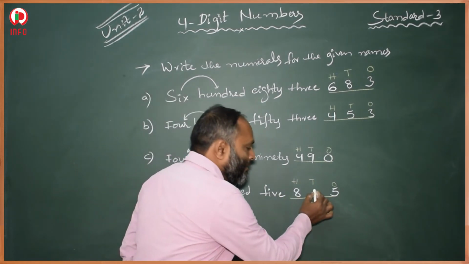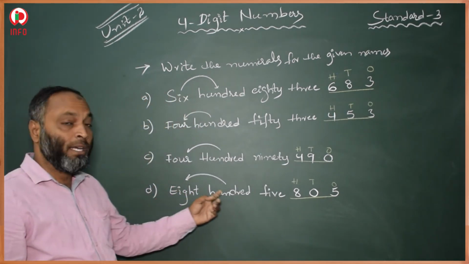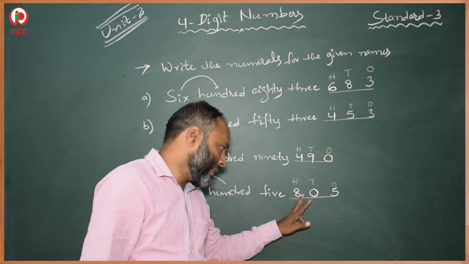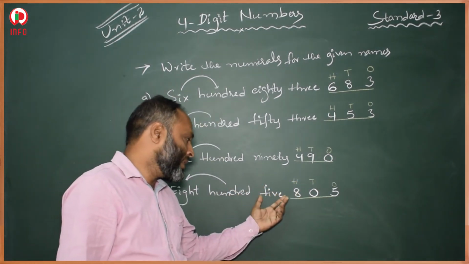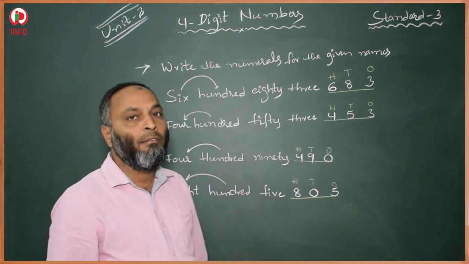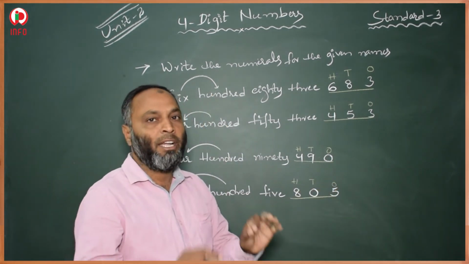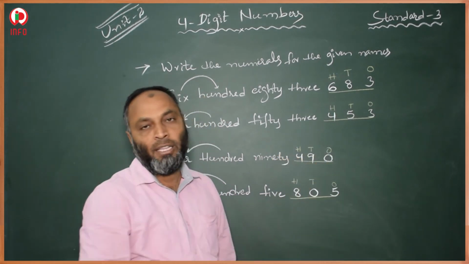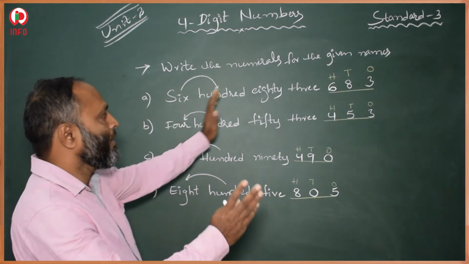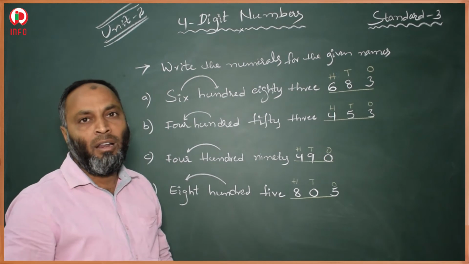Here one place is missing, in that we keep 0. Once again listen. 800: in the hundreds place 8 is there. Then after that 5. 5 is a single digit. A single digit comes in the ones place. In the tens place no number is there, so we have to write 0 in the tens digit. This is the way we convert names into numerals.